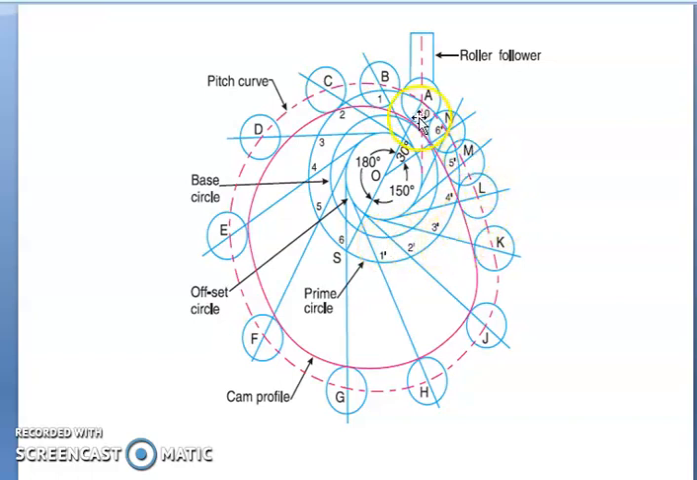The same is repeated for the return stroke also. To get the cam profile, you draw a curve tangentially to the roller circles such that it touches all the roller circles. So this gives the profile of the cam. If you trace a curve passing through the centers of all these rollers, that will give the pitch curve. So this is how we draw the cam profile in the case of a roller follower.